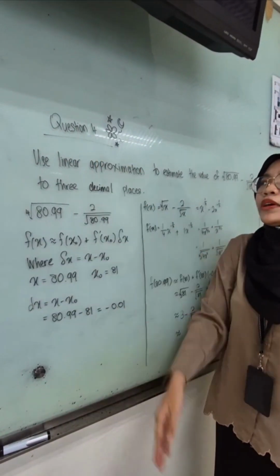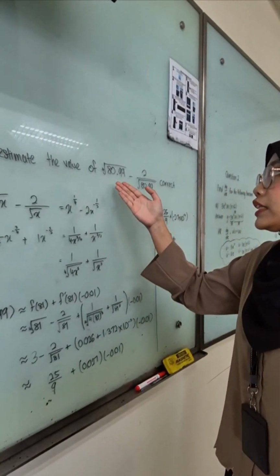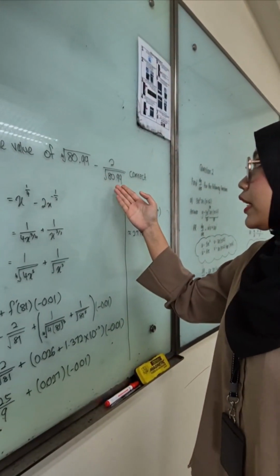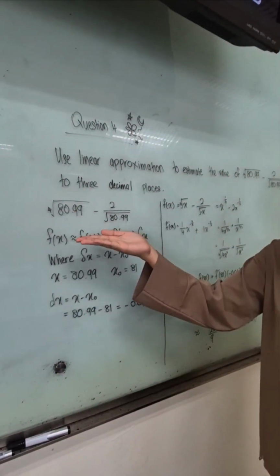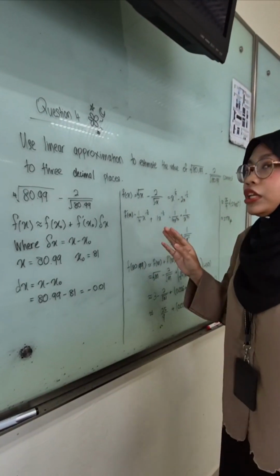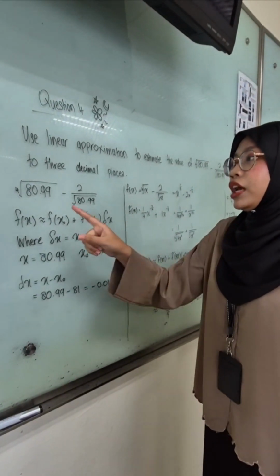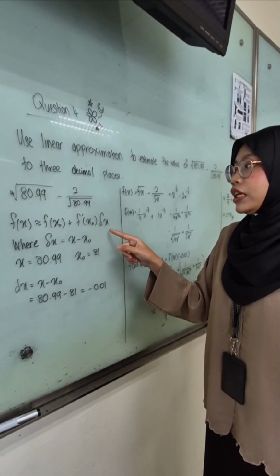For question 4, use linear approximation to estimate the value of square root 4 18.99 minus 2 over square root 18.99 correct to decimal places. Okay, so this is our value. To find the value, we need to use this equation: f(x) approximately equal to f(x naught) plus f prime(x naught) delta x.